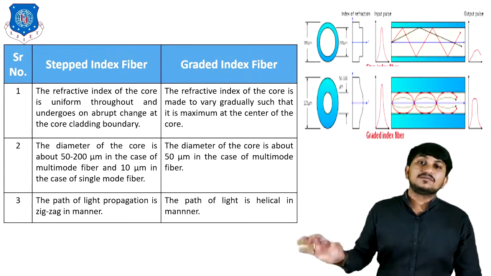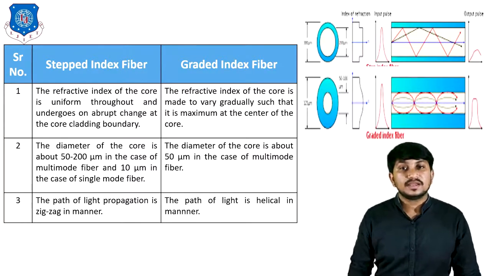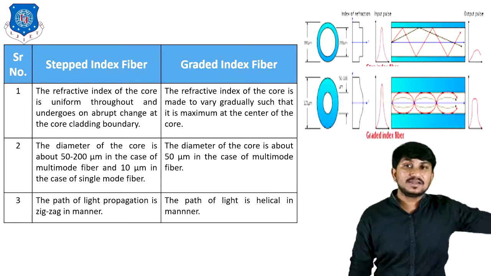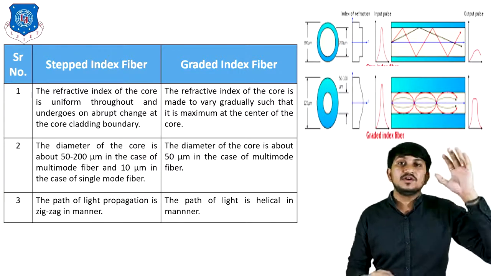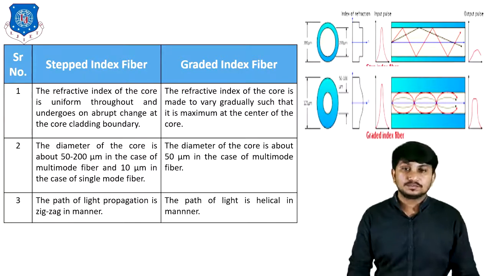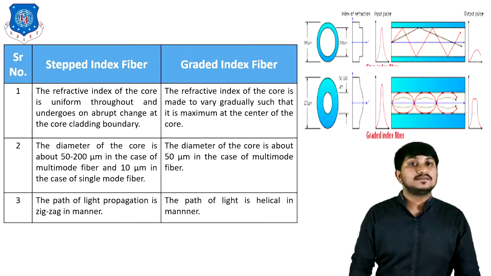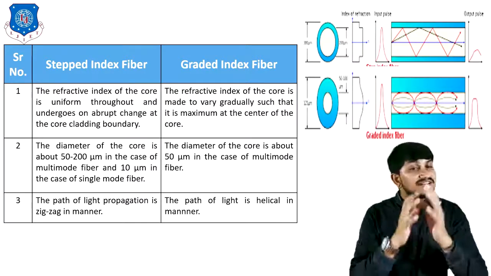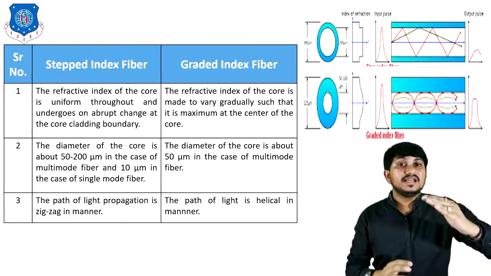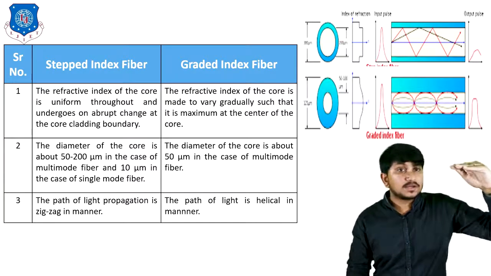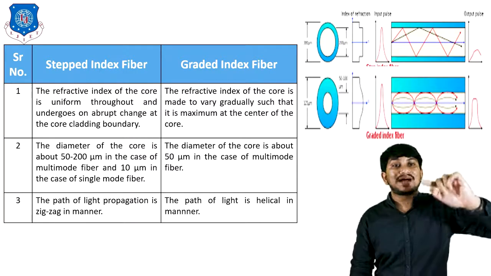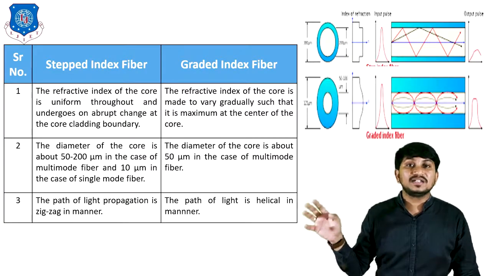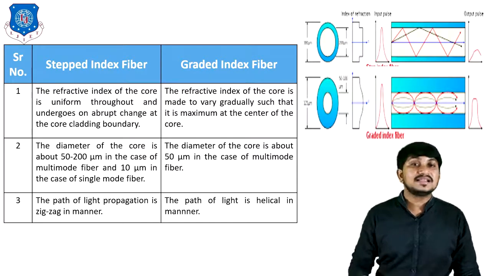The path of light in step index multi-mode fiber is in a zigzag manner. You can clearly see in this figure also that the light passes in a zigzag manner, because the refractive index is uniform throughout the core. While in graded index multi-mode optical fiber, the path of light is helical in nature because the refractive index of the core gradually decreases from the center of the core to the cladding. So light passes in a helical manner like this. This is the difference between step index multi-mode optical fiber and graded index multi-mode optical fiber.